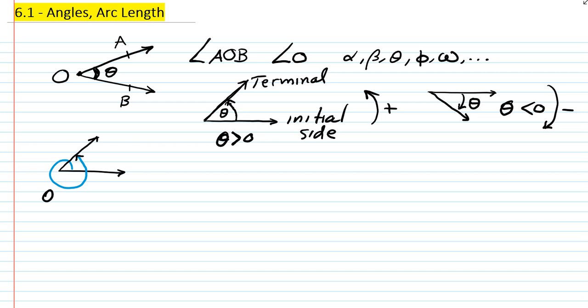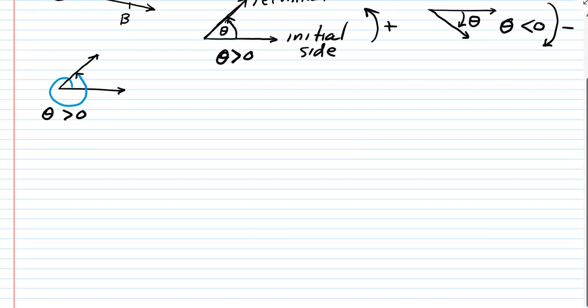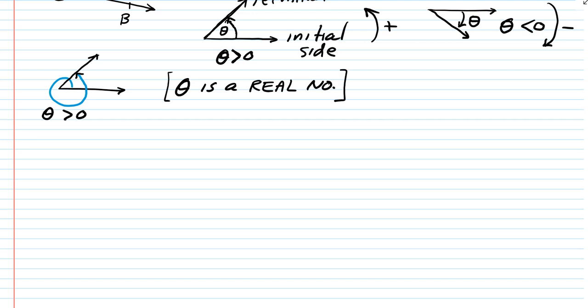And this would be an angle here whose measure is more than 360 degrees, but we'll talk about that in just a moment. But in either case, the measure of an angle is a real number, by the way. An angle could be positive, negative, 0, and so on. So in general, the angle theta is a real number. And again, as a real number, that means it could be 0, positive, or negative.